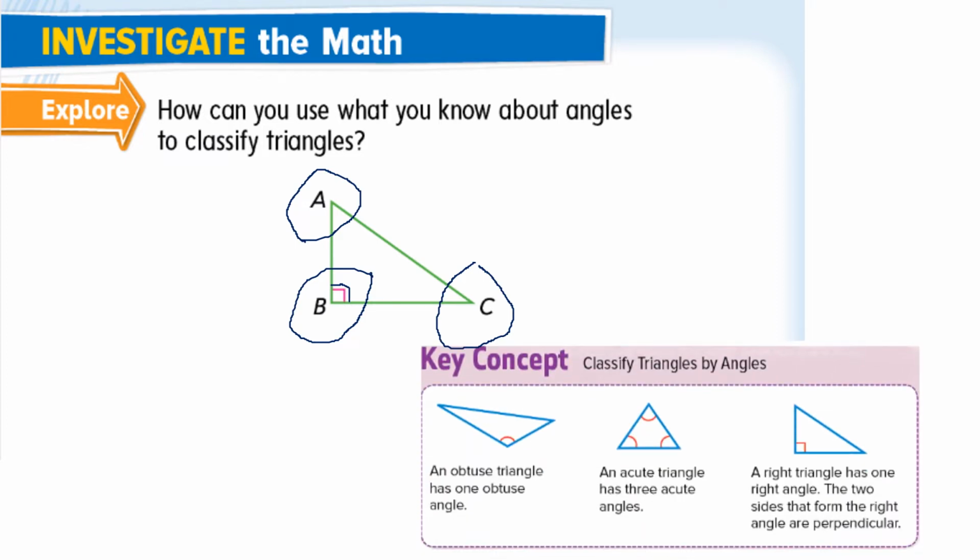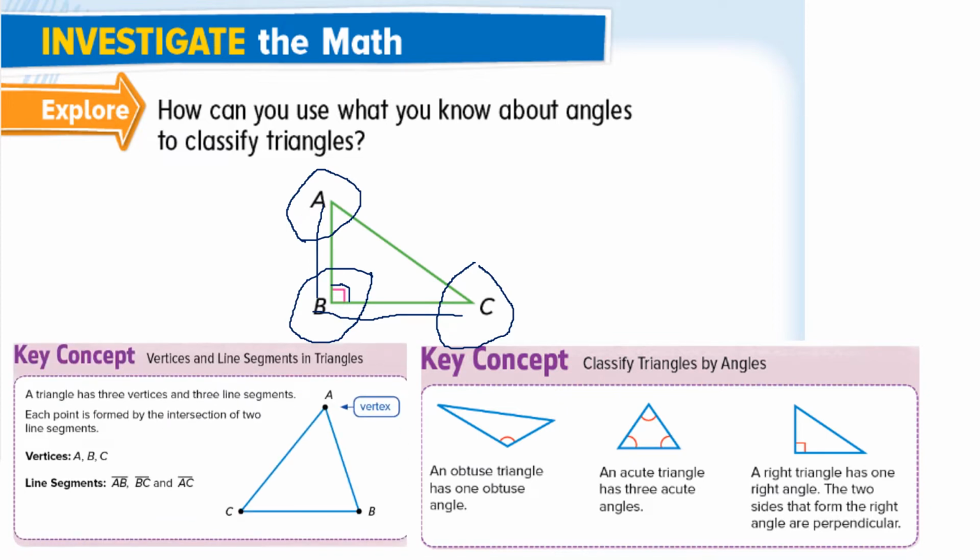So let's take a look. Does this triangle ABC have an obtuse angle in it? Nope. Okay, so let's move on to acute. An acute triangle has 3 acute angles. Well, ABC has 2, but not 3. So how would we label this triangle? A right triangle, because it has 1 right angle and it has perpendicular lines that form that right angle.